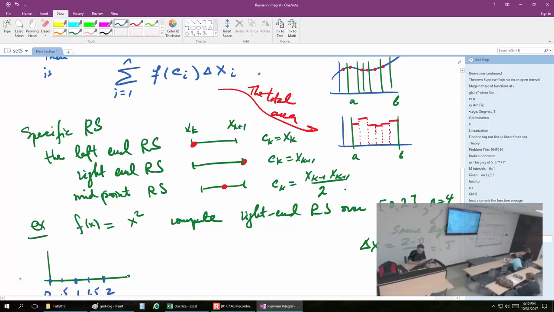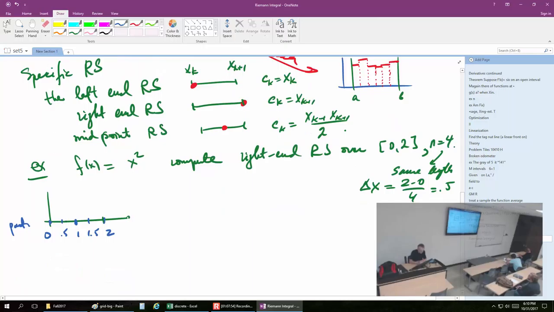If it's not specified otherwise, the assumption is that the subintervals have the same length. So then delta x is equal to 2 minus 0 over 4, and it is 0.5. So the intervals have width 0.5, so this is 2, and these are 1.5, 1, 0.5, and 0. So this is the partition, and these are the intervals, those four. And so delta x is 0.5. That's easy. And now we're choosing the right ends.